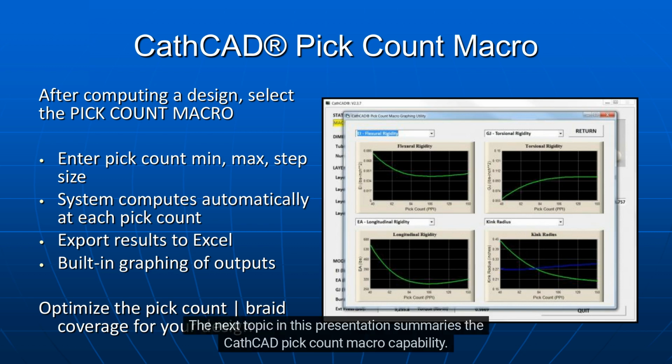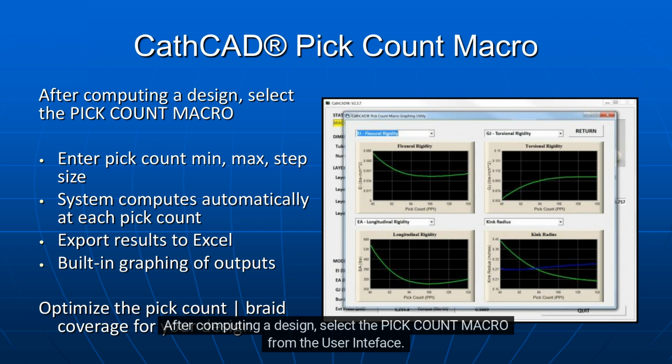The next topic in this presentation summarizes the CathCAD pick count macro capability. This macro allows the user to optimize the braid coverage in the catheter design very quickly. In order to execute the pick count macro, the following steps are to be followed.